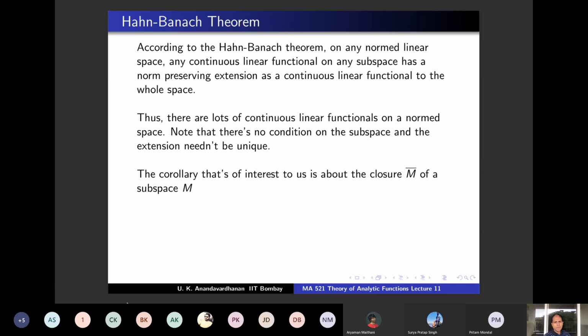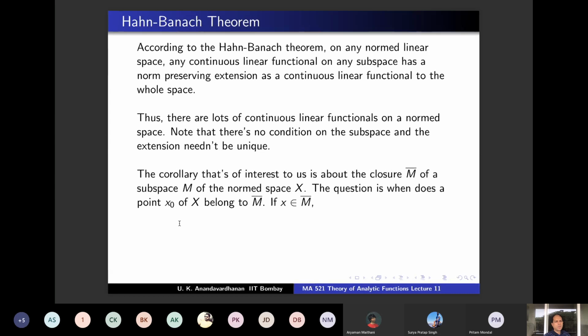So we are interested in the closure in terms of continuous linear functionals. So the question is, if you take a point x, when does it belong to M bar? So you take a point x and you would like to ask when it belongs to M bar for a given M. I didn't want to put x naught, I just wanted to say x, so I'll correct it. If x belongs to M bar, where M bar is the closure of M, then x is a limit of x_n's where the x_n's are in M.